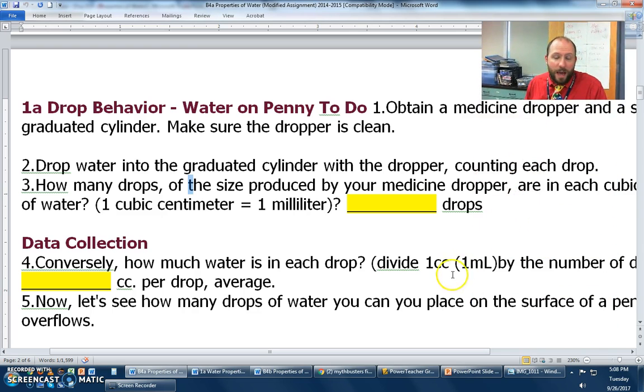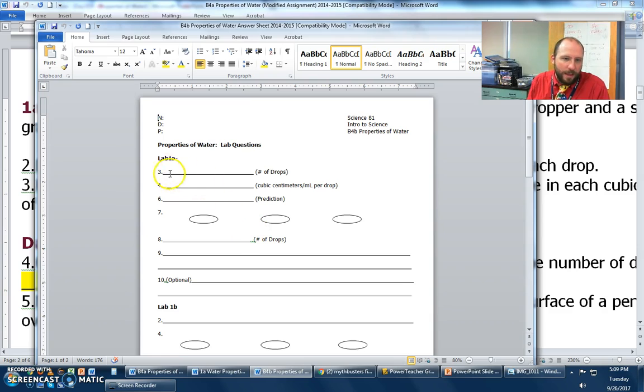You're going to return the copies when you're done. But there's step 1, step 2, step 3, and with step 3 there's actually a question that you need to answer. Once you collect that data, that information, you're going to write it over here on line 3, which in parentheses says number of drops.